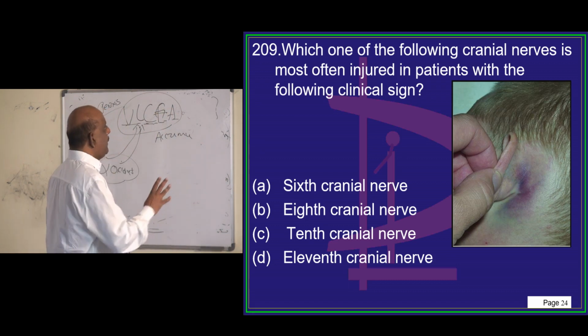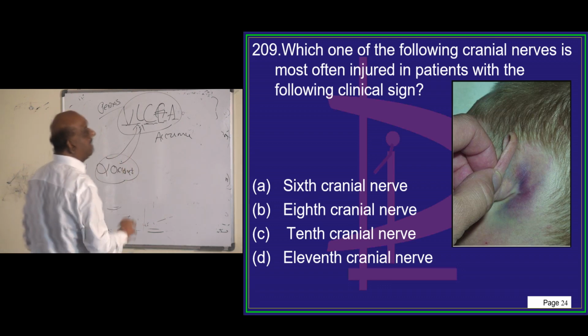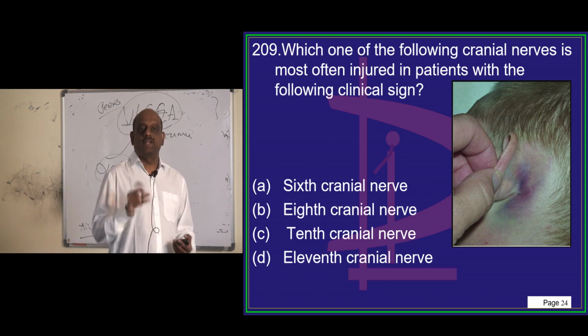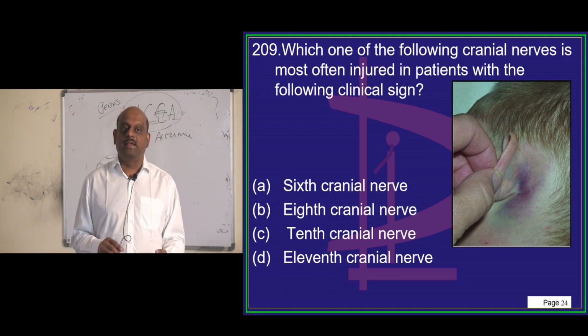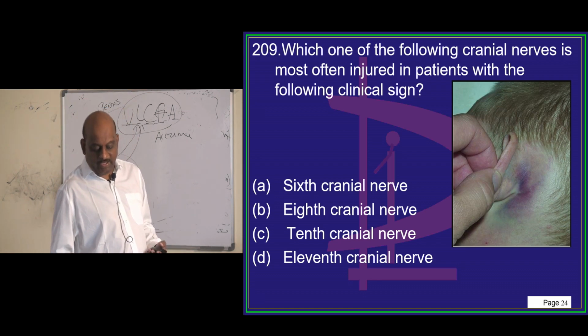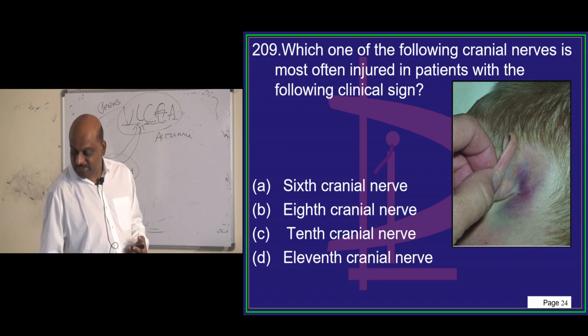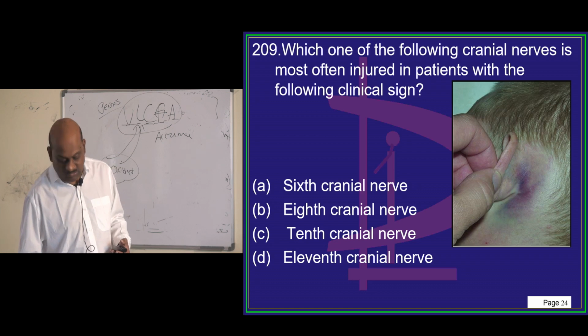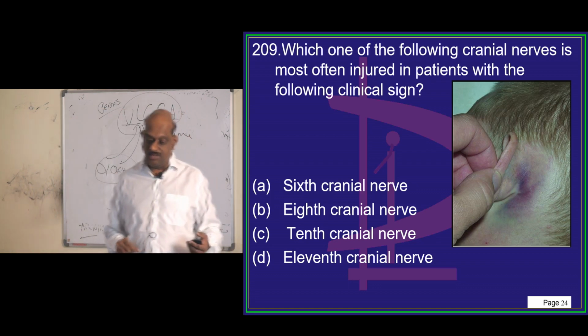Which is the cranial nerve most often injured in patients with the following clinical sign? What is this clinical sign called? Can anybody tell what is this clinical sign in a traumatic patient where there is a bleed behind the ear? What do we call this? Quickly. Please punch your answer, doctor. Let's make it a bit interactive. Please punch your answer.